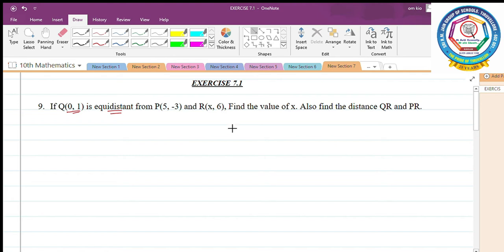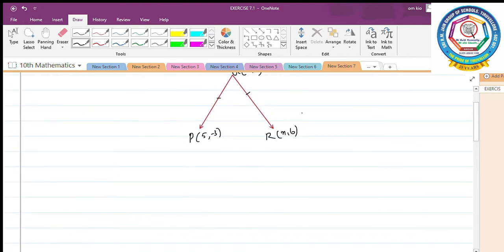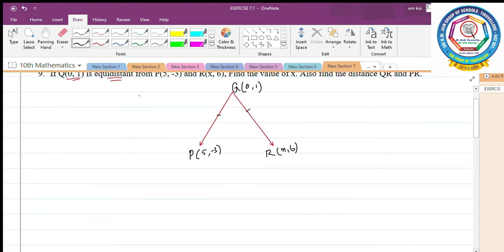See the diagram. So Q of 0, 1 is equidistant. Both distances are equal from 2 points. Which 2 points? P and R. P of 5, minus 3 and R of x, 6. So find the value of x. We have to find the value of x. So what condition is given?